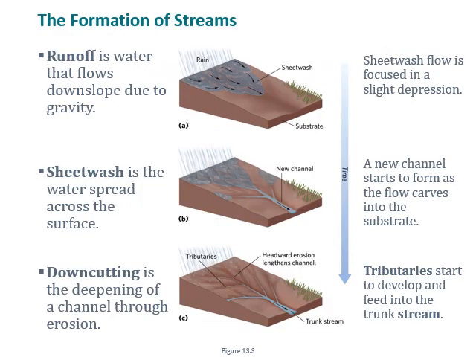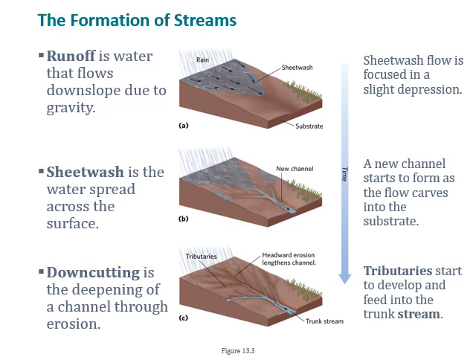First, let's discuss how streams form. Runoff is water that flows downslope due to gravity. Sheet wash is the water spread across the surface. You may see this sheet wash occur during rainstorm events, over pavement which cannot be penetrated, also known as impermeable, or in nature where no human activity has modified the landscape.